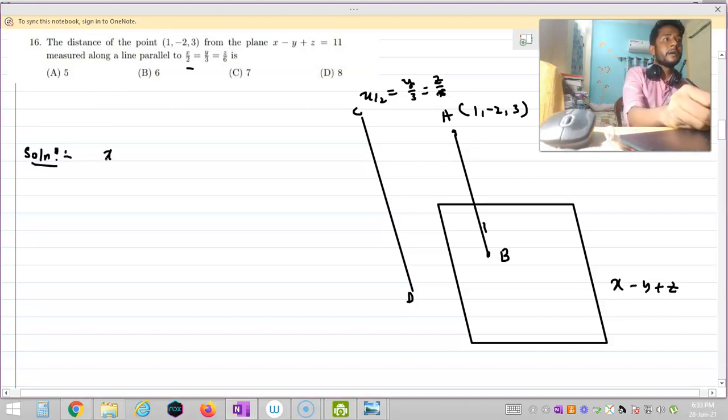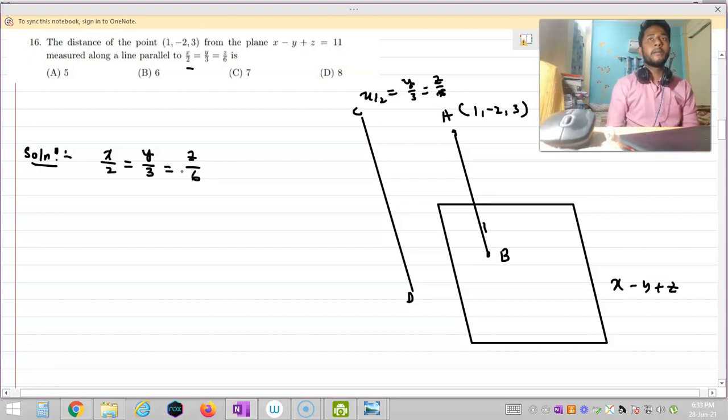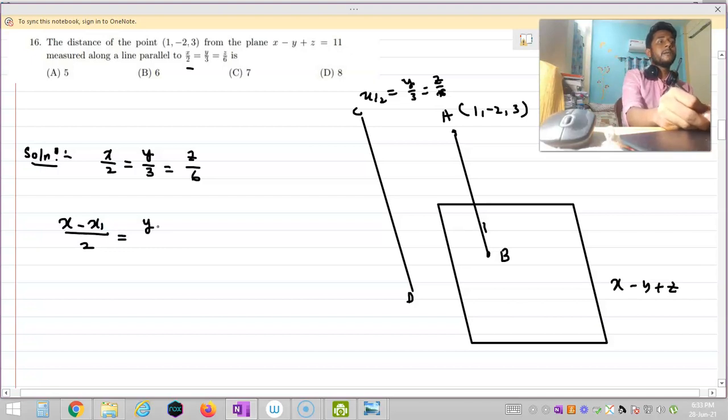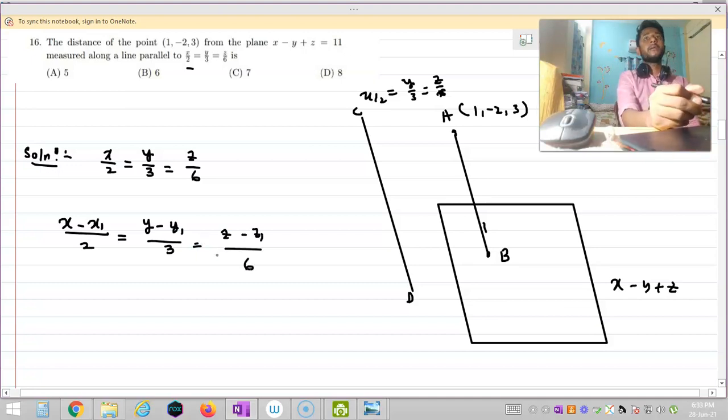Okay, x by 2 is equal to y by 3 is equal to z by 6. Now I know that the equation of any line parallel to this line is of the form (x minus x1) by 2 is equal to (y minus y1) by 3 is equal to (z minus z1) by 6. As you can see, this line passes through the point (1, minus 2, 3). We just need to put 1 in place of x1, minus 2 in place of y1, and 3 in place of z1.